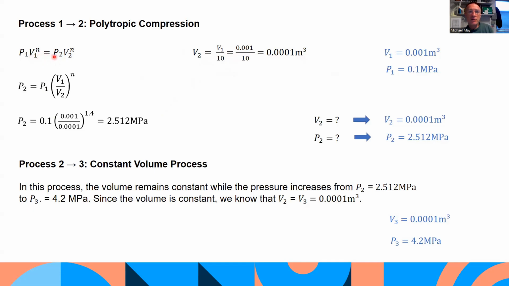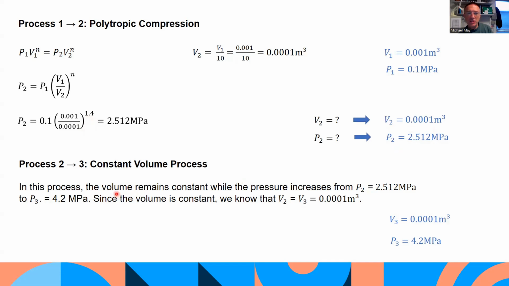And then we use the polytropic expression, P1 multiplied by V1 to the power of N equals P2 multiplied by V2 to the power of N. Transpose this to get P2 on its own. We have P1, and we now have V1 and V2 and the polytropic exponent. And P2 works out to be 2.512 megapascals. So now we have V2 and P2.